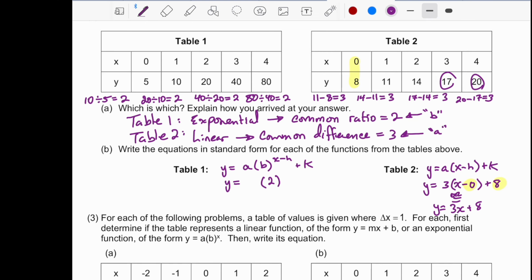Then I would just do a quick check to make sure I didn't just totally botch that. Just grab another x value and plug it into the new equation and see what it gives you. For example, if I plug a 4 in here, 3 times 4 is 12, plus 8 gives me a 20, which is what it should give me, so I know I did it right.